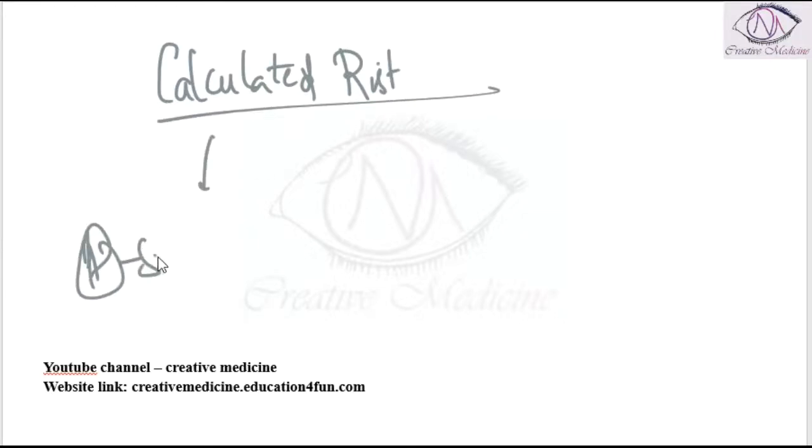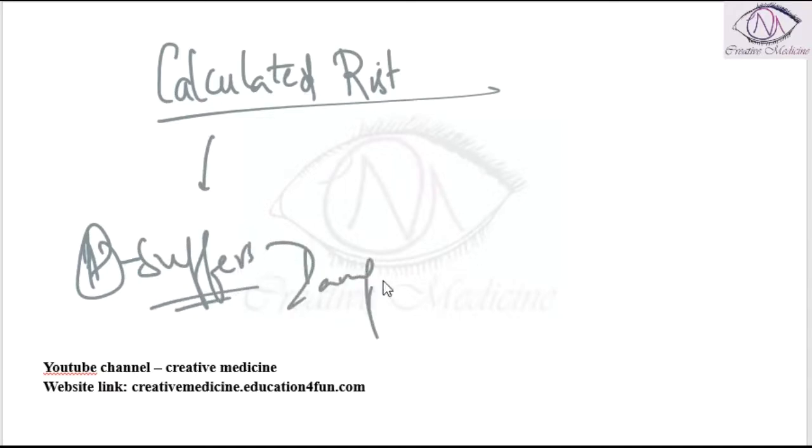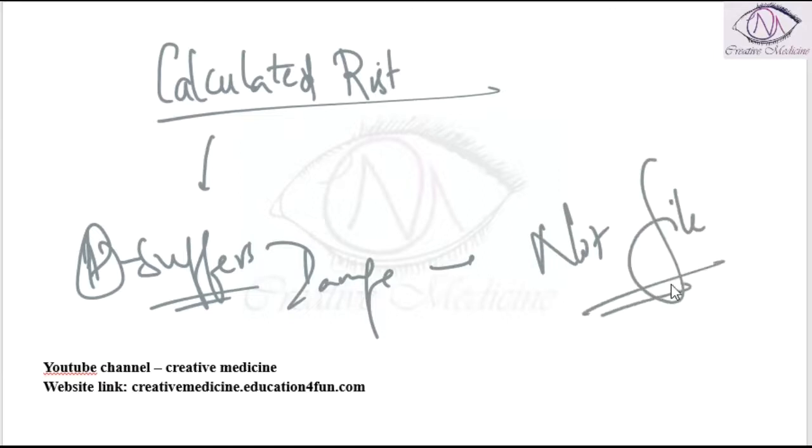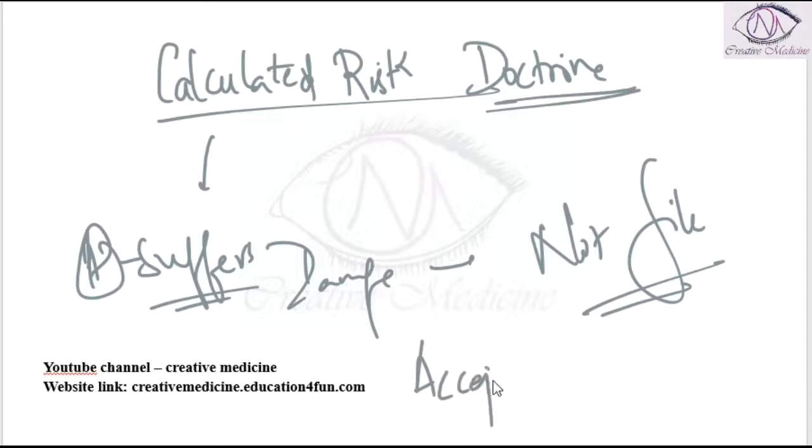During this treatment, the patient may suffer damage, and in that case, he cannot file a case against the doctor, because if you see, each and every treatment or procedure carries some amount of risk. That is the calculated risk doctrine. If the doctor can show through statistics or expert evidence that the chosen treatment modality is also an accepted one, then the doctor is not held negligent.